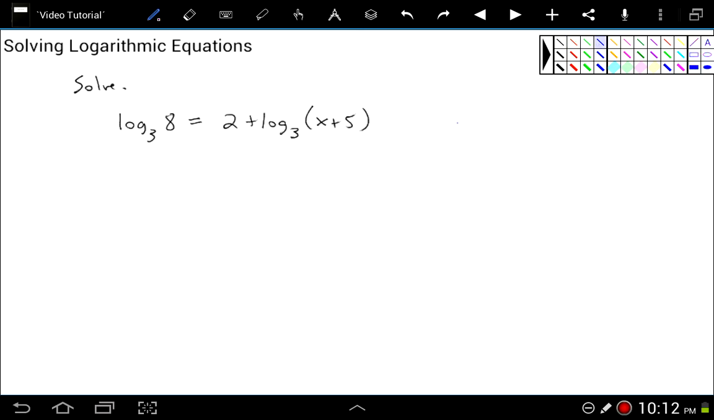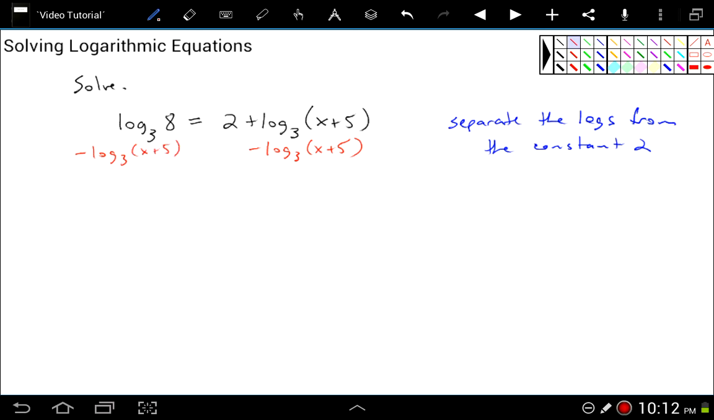We're going to separate the logs from the constant 2. And the way to do that is to subtract log base 3 of x plus 5 from both sides.